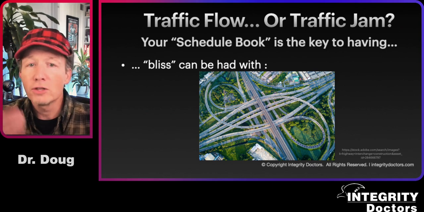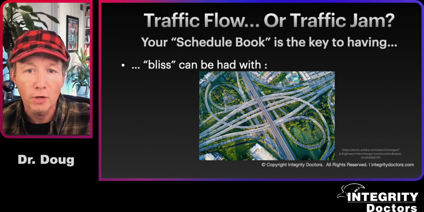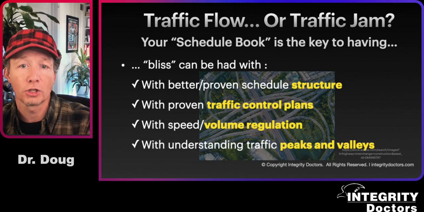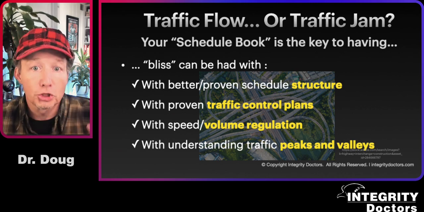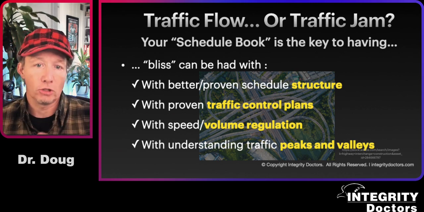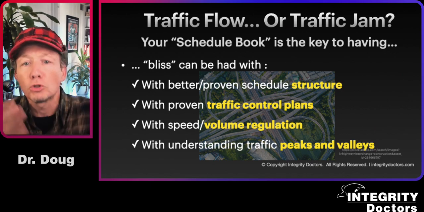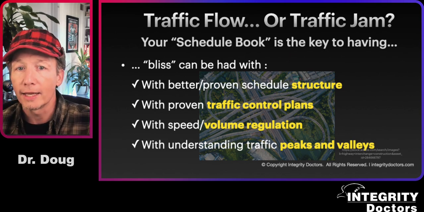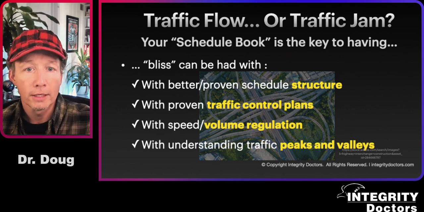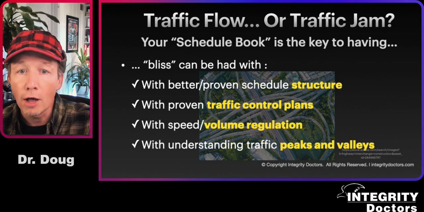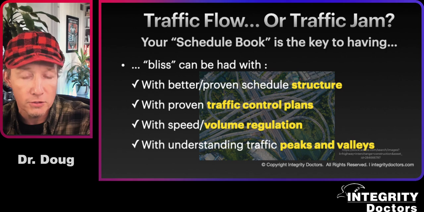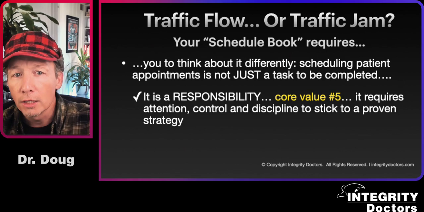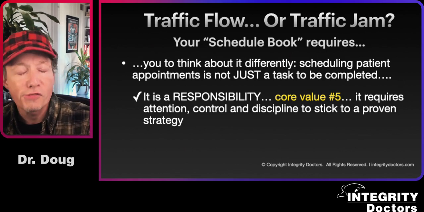And believe it or not, even though this looks really complicated and crazy on your screen here, bliss can be had with this kind of infrastructure because it brings structure. It brings traffic control. It brings volume regulation, and it helps you regulate and understand your peaks and your valleys. At first, it can look intimidating, but when planned properly, it can help people move through your office just like traffic can move through and around a city so much easier. But to get here, your schedule book requires you to think about it differently.